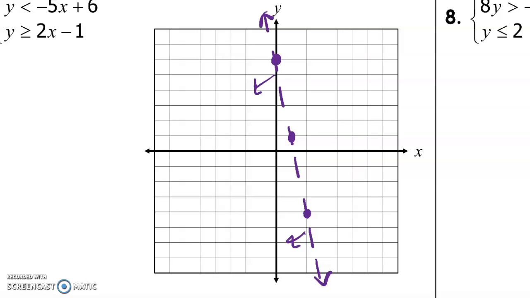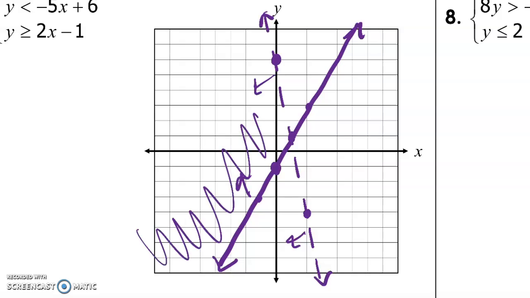The bottom one, I start down 1, up 2, right 1. Can go down 2, left 1. That one would be a solid line because it's an or equal to. Greater than, so up above. So we're in this section over here.